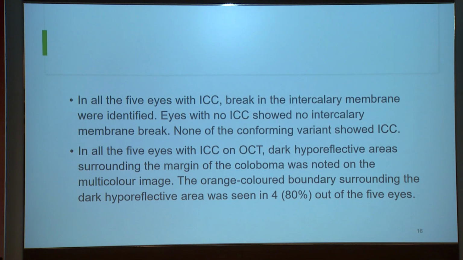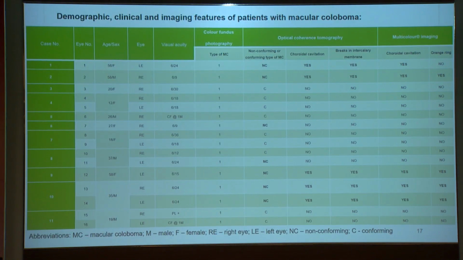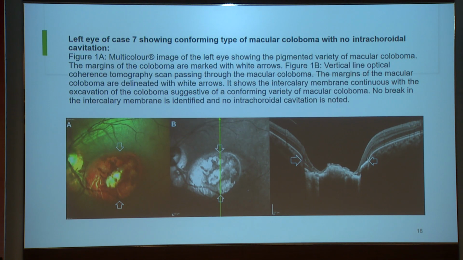In all the 5 eyes with ICC on OCT, there was a dark hyperreflective area surrounding the margin of the coloboma in the multicolor image, as I already stated, and the orange color boundary surrounding the dark hyperreflective area was seen in 4 out of the 5 eyes. This is a demographic analysis, which I just mentioned. So here are a few examples from the study.